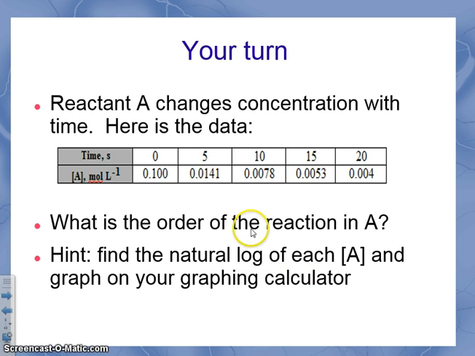So, reactant A changes concentration with time, as you see here. What is the order of the reaction in A? Why don't you plug these numbers into your graphing calculator, find the natural log of each, and then produce a graph of the natural log versus time.